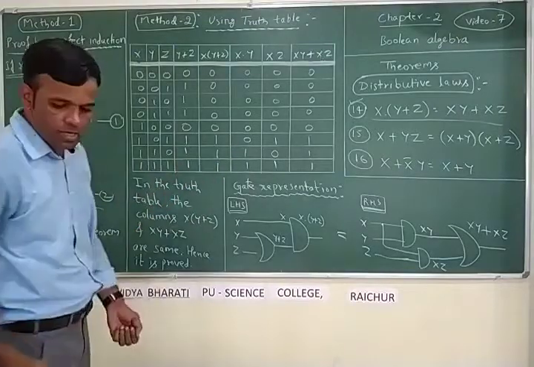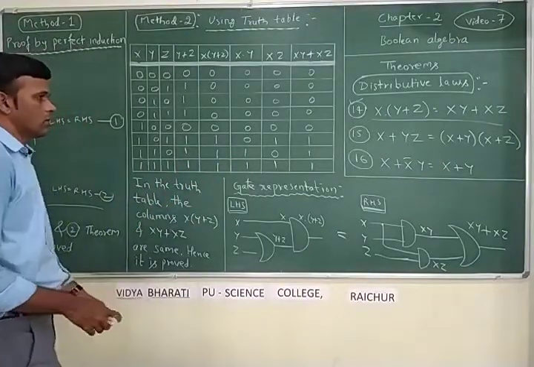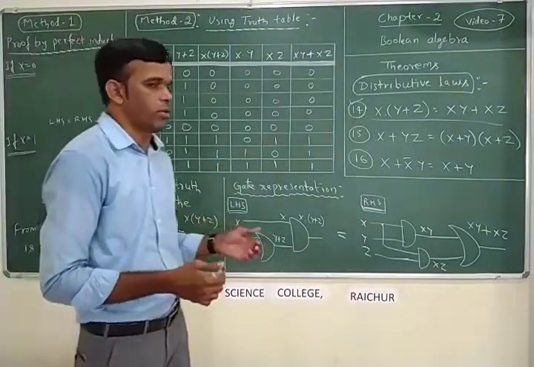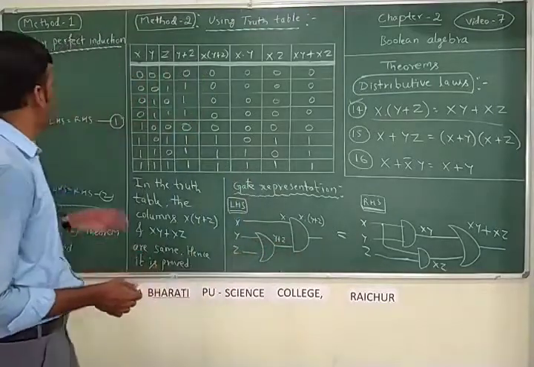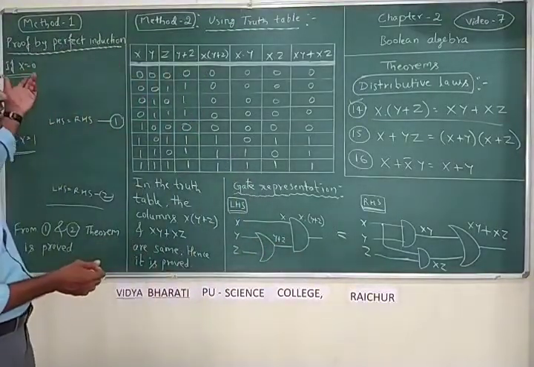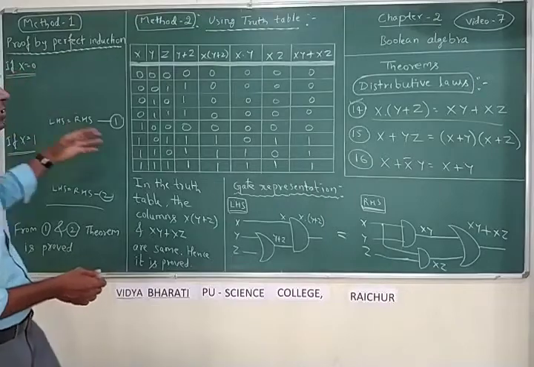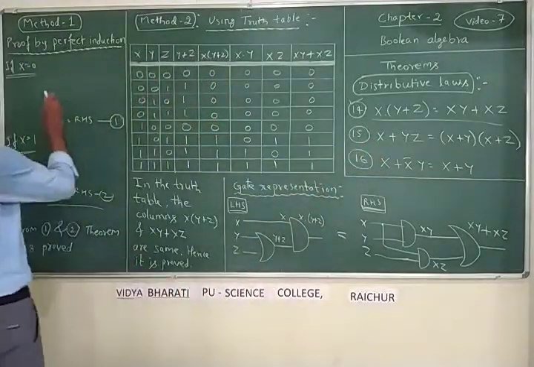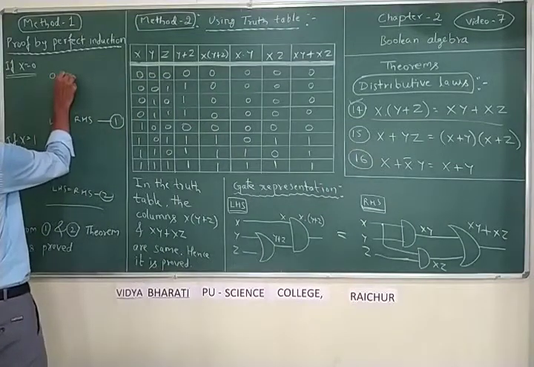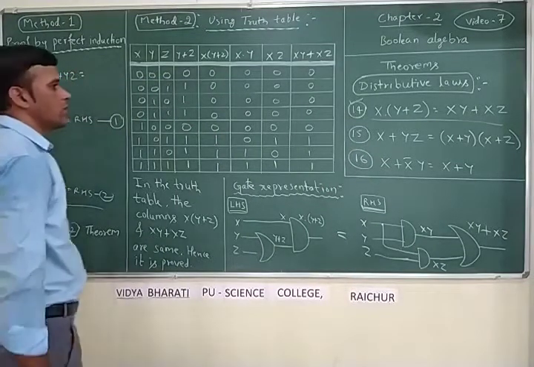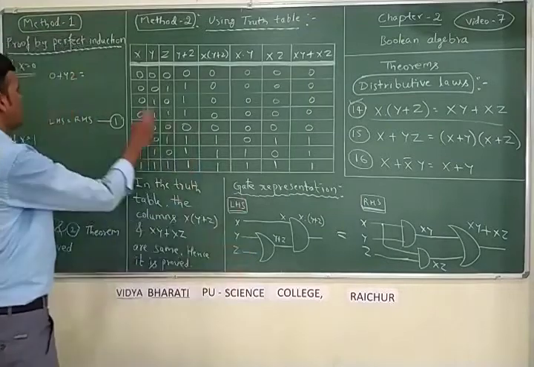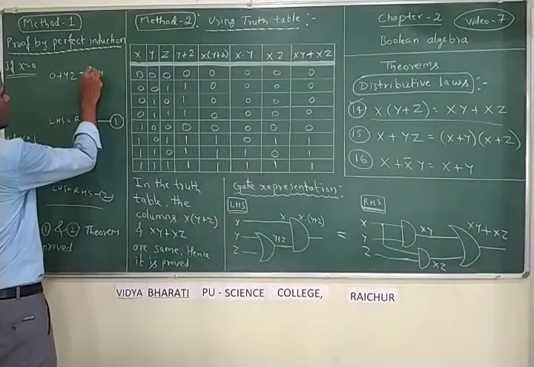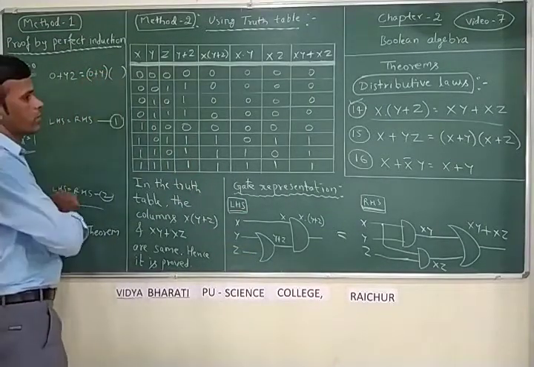So take any one variable x, y or z. Take 0 one time and 1 another time. Okay, let me say x. So I have taken x. So x is 0. Substitute that 0 here in the 15th theorem. 0 plus yz on the LHS, and on the RHS part, 0 plus y and 0 plus z.